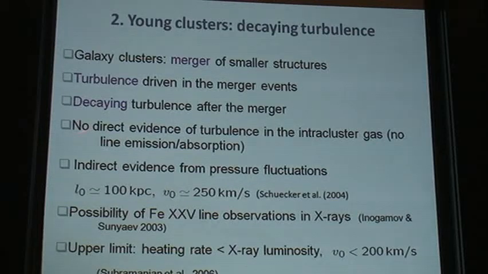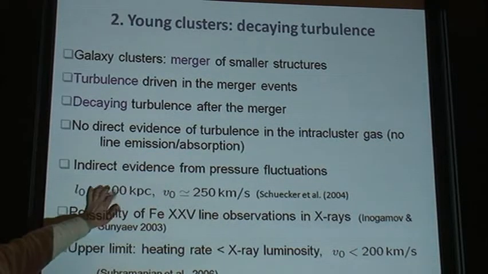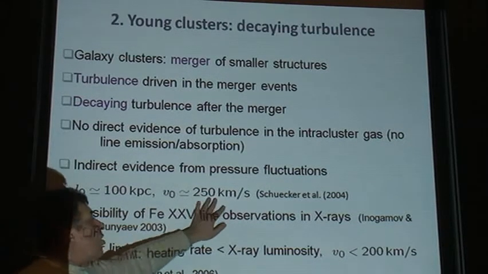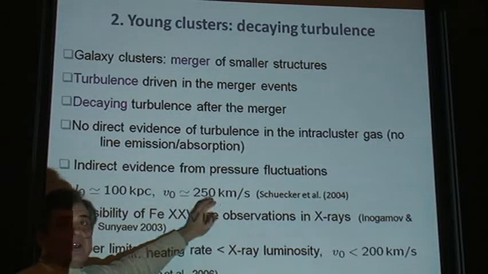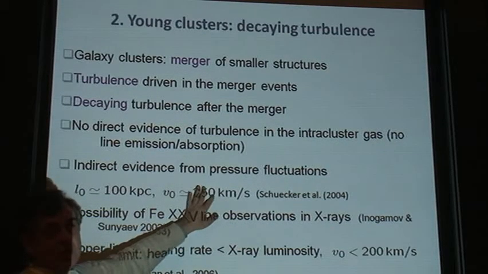Unfortunately, there is no good observational evidence of turbulence. There is some indirect evidence from observed pressure fluctuations. So, more or less, not very confidently, people talk about a turbulence scale of the order of 100 kiloparsecs, 10 times the size of the galaxy, roughly 5 times. And the velocity is of the order of 250 kilometers per second. It's 1/4 of the speed of sound in that gas. So the Mach number is of the order of 1/4.